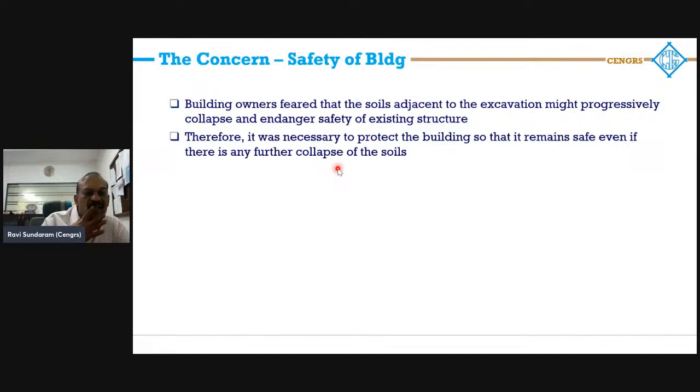So the building owners feared that there could be some progressive collapse, and as a result their building, which has a basement at 5 meter depth, could be affected. So they were ready to go to the court. Therefore, it was necessary to protect their building so that it remains safe, even if there is any further collapse.